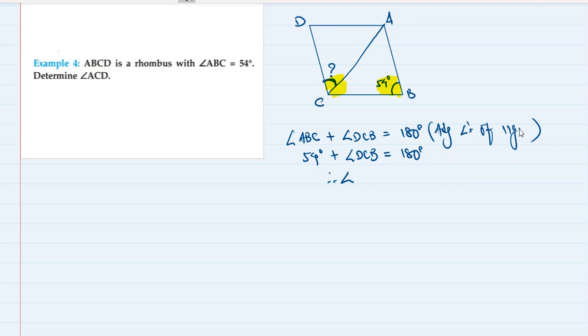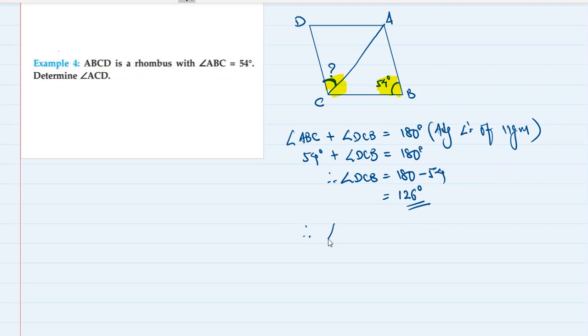of a parallelogram or rhombus, because every rhombus is a parallelogram. So angle DCB is equal to 180 minus 54, which is 126 degrees. Angle DCB is 126 degrees.